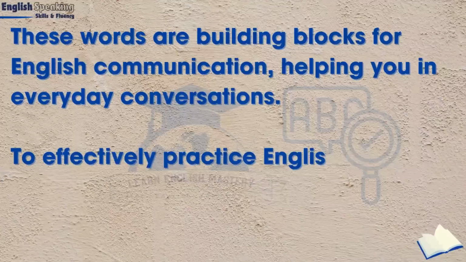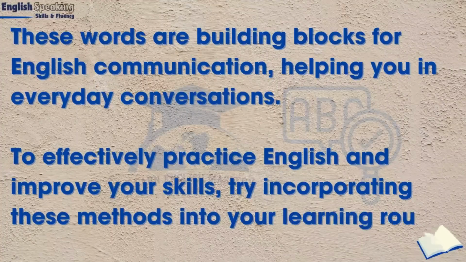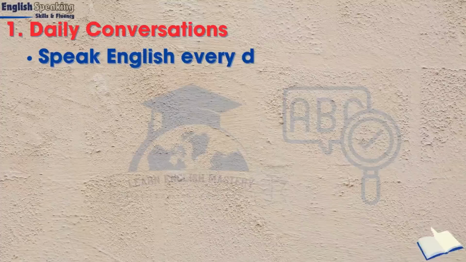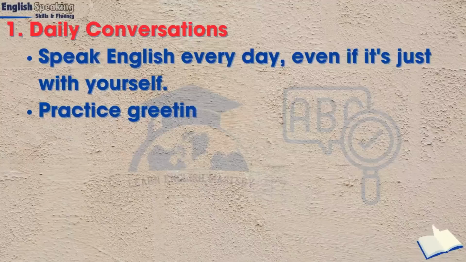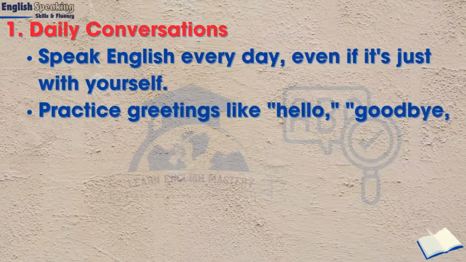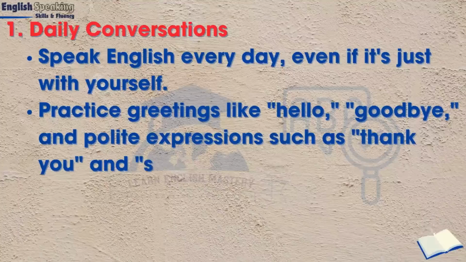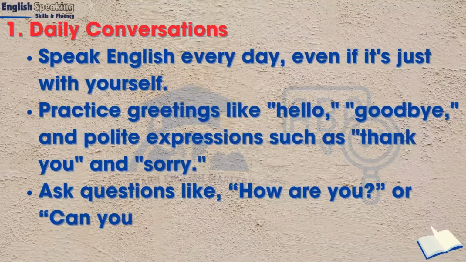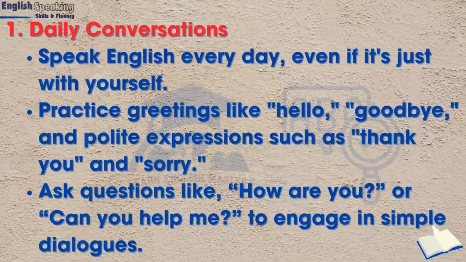To effectively practice English and improve your skills, try incorporating these methods into your learning routine. 1. Daily conversations. Speak English every day, even if it's just with yourself. Practice greetings like hello, goodbye, and polite expressions such as thank you and sorry. Ask questions like, how are you? Or can you help me? To engage in simple dialogues.